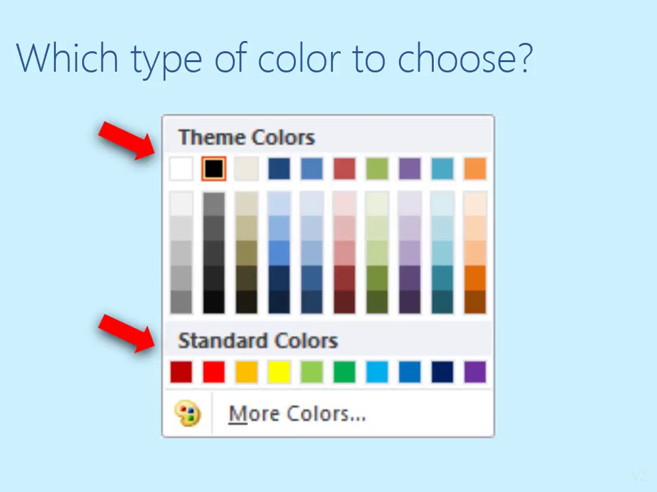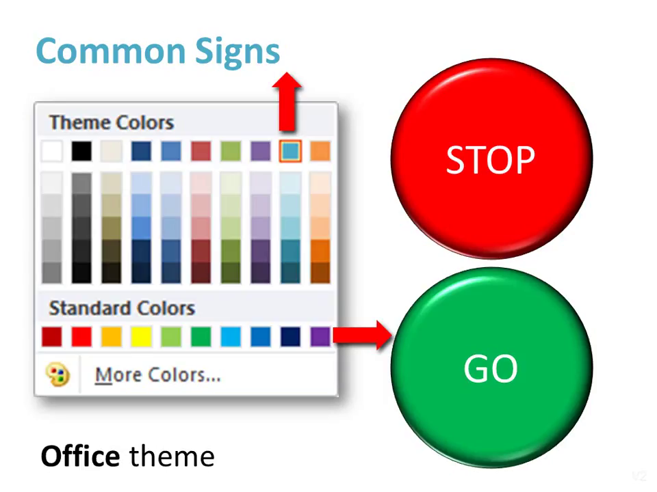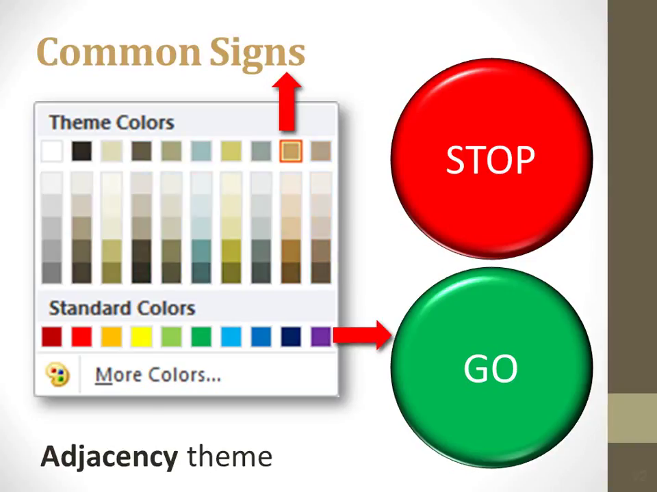If a color has a business meaning, you must not use a theme color. For example, danger is always shown in red color. Always use a standard red color. Otherwise, if the theme changes, the red may not remain red.